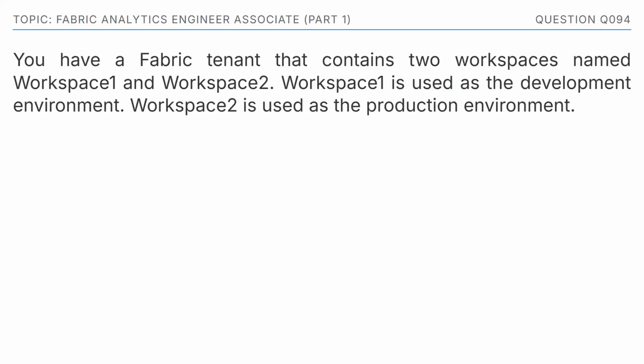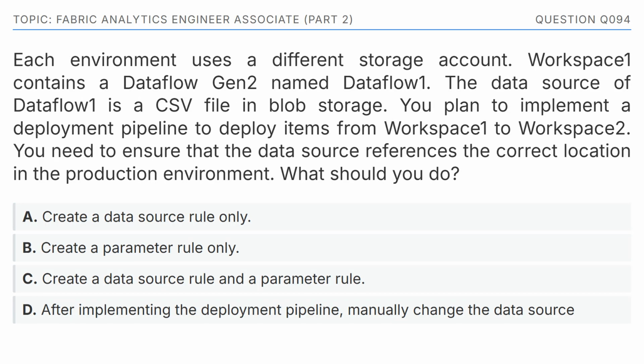You have a Fabric tenant that contains two workspaces named Workspace 1 and Workspace 2. Workspace 1 is used as the development environment. Workspace 2 is used as the production environment. Each environment uses a different storage account. Workspace 1 contains a Dataflow Gen 2 named Dataflow 1. The data source of Dataflow 1 is a CSV file in blob storage.